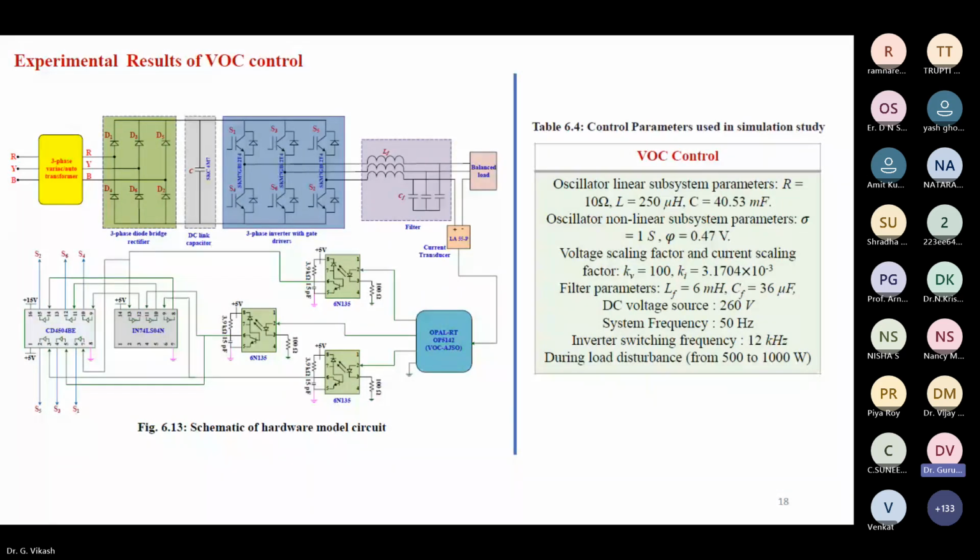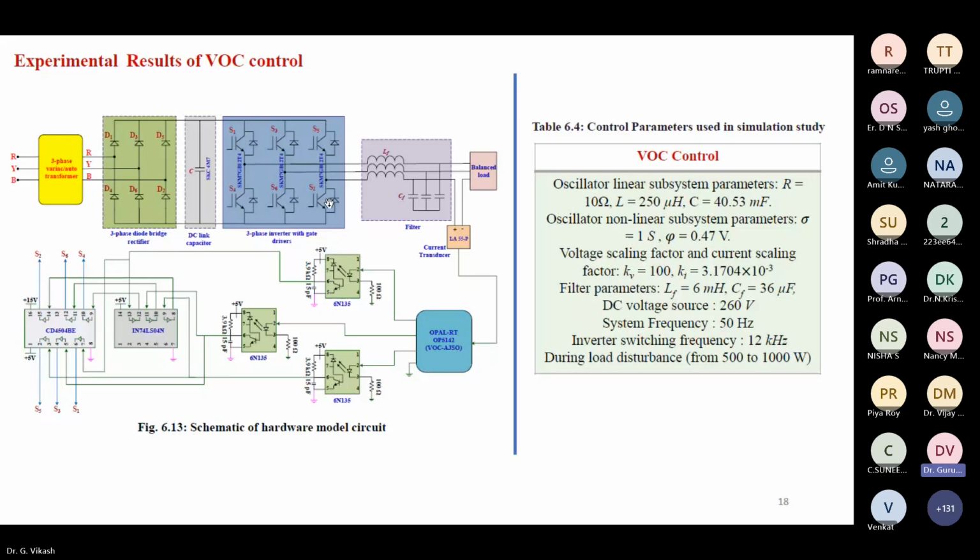Later I have used some NOT gates and level shifters. The Semikron inverter stack needs 15 volt pulses. It needs a signal, but the signal magnitude should be a minimum of 15 volts. Here there are a total of six switches, but at a time two switches are on.